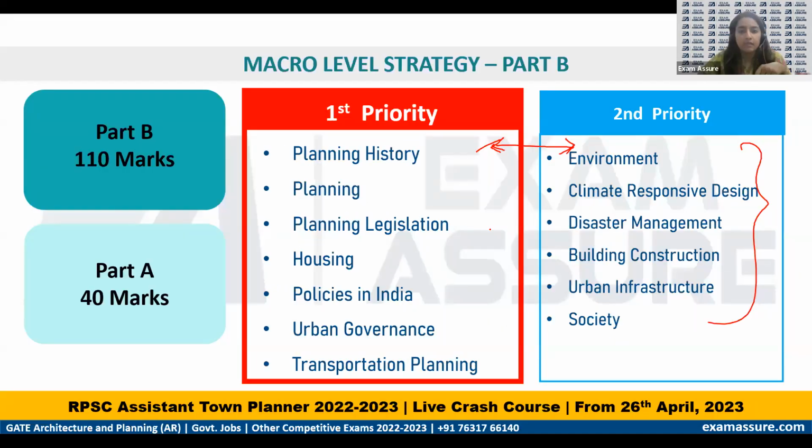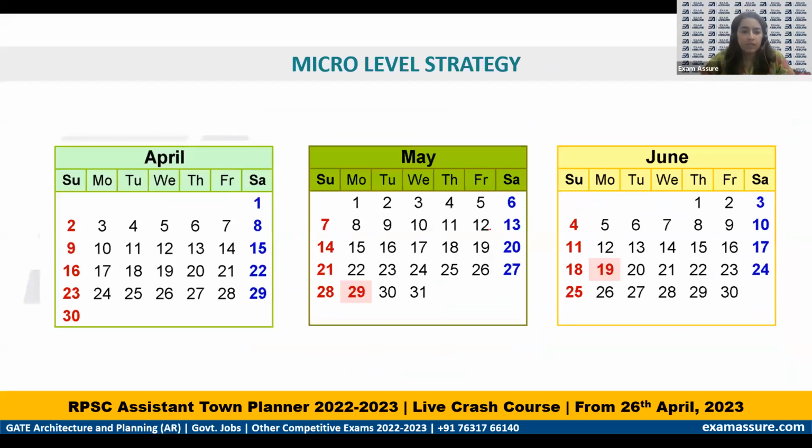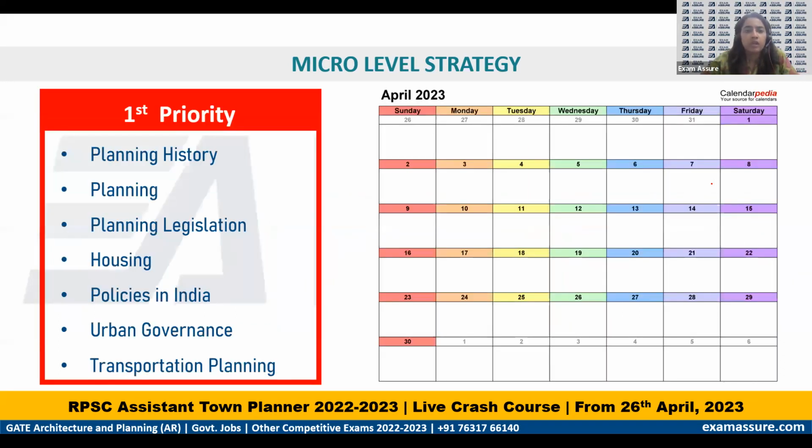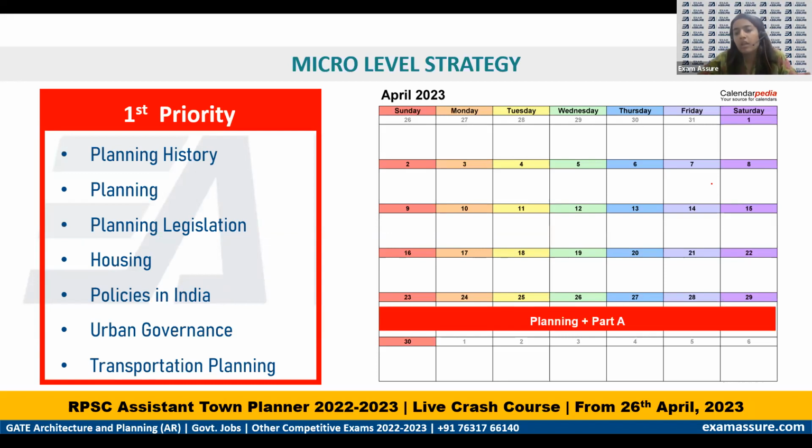Now, as for the time that we have at hand, today is the 23rd, and as I hope you know, the exam is on the 16th of June. So we roughly have about 45 days in hand. Now, what can be done? Starting with the first priority list, starting from today, let's say you finish off the planning part and planning history, and side by side also do part A of the syllabus.